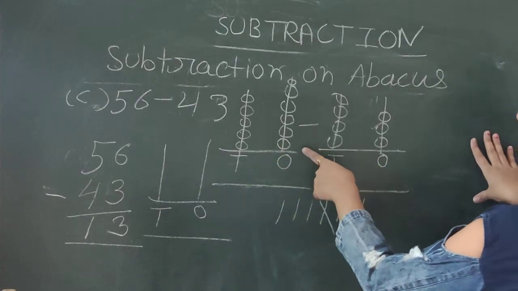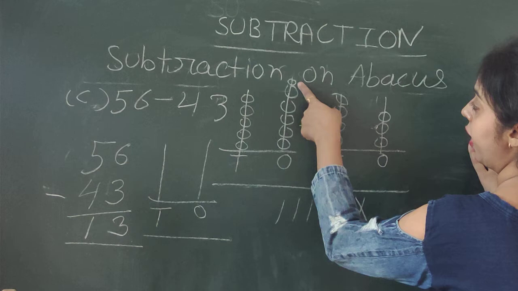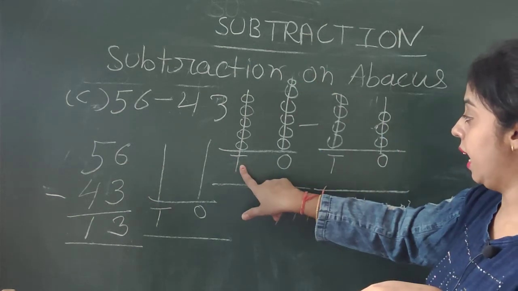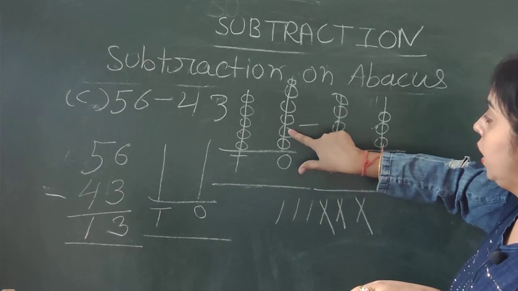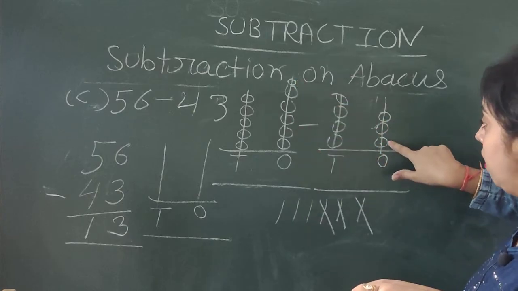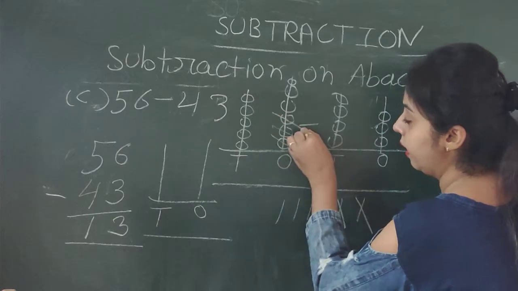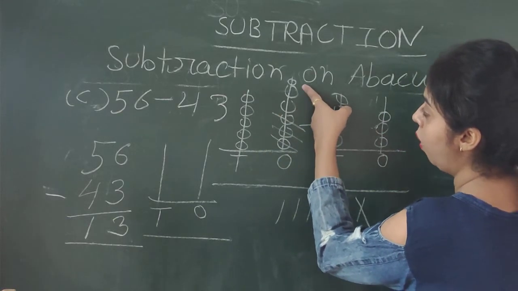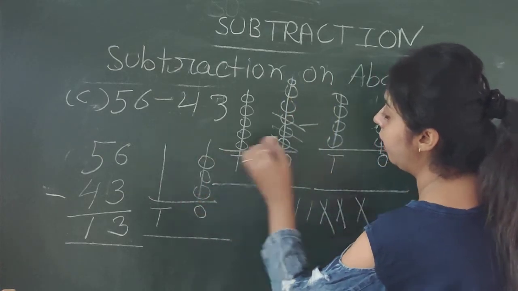Okay, now next, look at this: 1, 2, 3, 4, 5, 6. Ones place subtract the ones place, tens place subtract the tens place. 1, 2, 3, 4, 5, 6, subtract the 3, 1, 2 and 3. Count this, 1, 2 and 3.